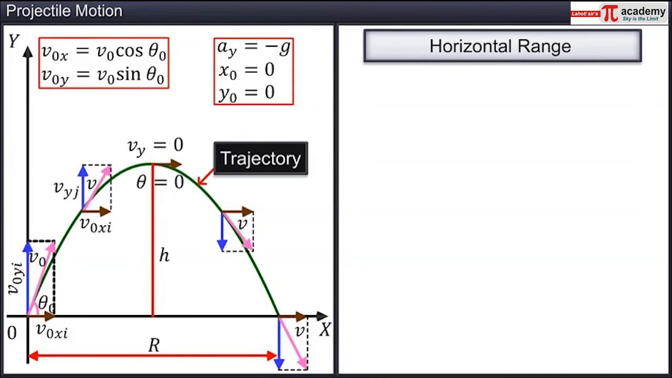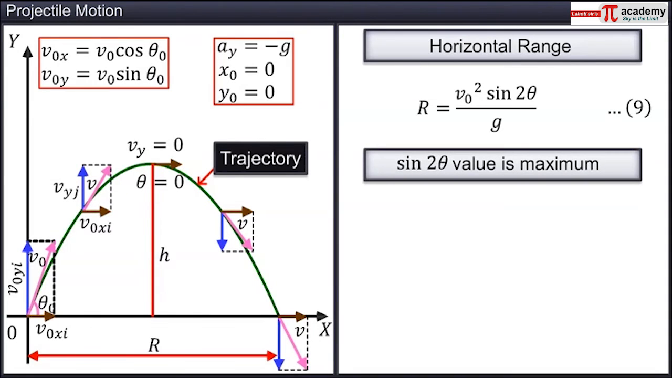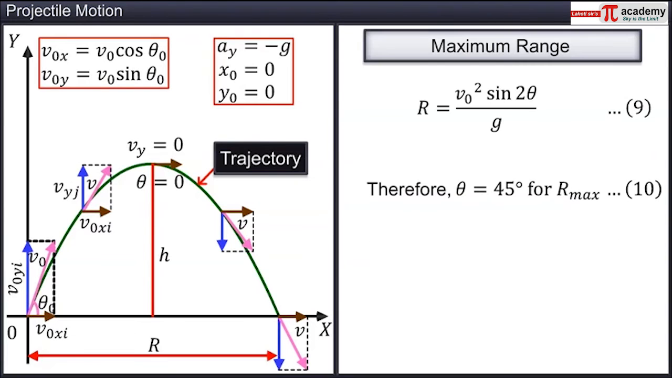What is the angle of projection for the maximum range of the projectile? R will be maximum when the sin 2θ value is maximum. That is, 2θ is equal to 90 degrees. Therefore, θ is 45 degrees for R to be maximum. Let this be equation 10. Substituting θ equal to 45 degrees in equation 9, we get R max is equal to v0 square by g.